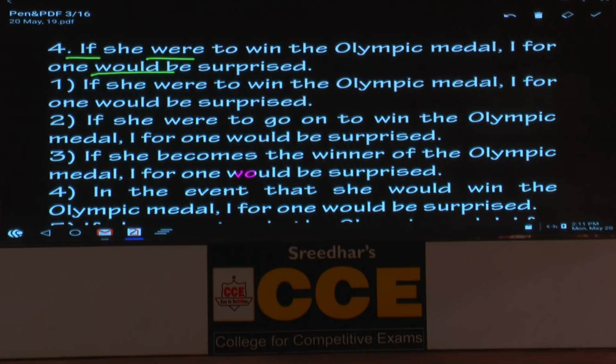I am not the CM of this state. I want to express the desire. Then what will I say? If I were the CM, I would abolish bank exams to make you happy. Okay. So what are the 2 words you have to focus on? One, whatever the subject, we have to use the helping verb to be in the plural form past. Whether it is third person singular, it doesn't matter. And second and most important, we have to use the verb would.